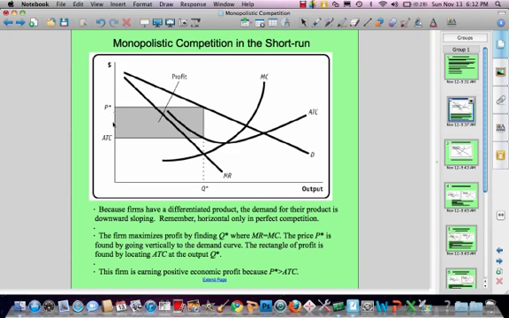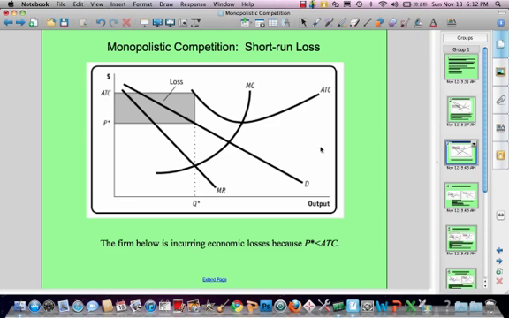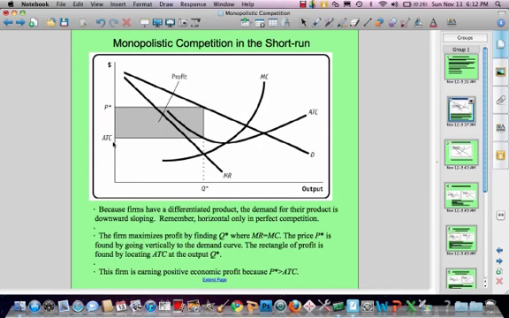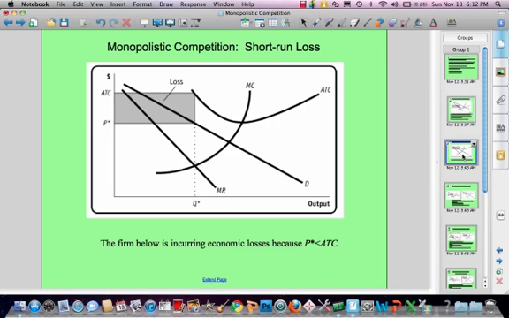The rectangular profit then is found by locating average total cost at the output Q. So it's this times this. And you can tell here again this firm is earning a positive profit because P is greater than average total cost. On the flip side, here's a firm that is losing money, and it's losing money because unlike the prior slide where you see P is over average total cost, here average total cost is over price.